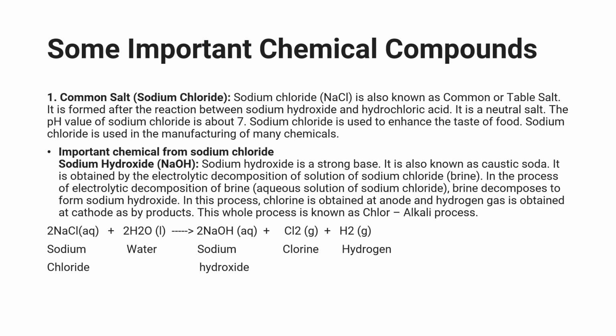In the process of electrolytic decomposition of brine, which is an aqueous solution of sodium chloride, it decomposes to form sodium hydroxide. In this process, chlorine is obtained at the anode and hydrogen gas is obtained at the cathode as byproducts. The whole process is known as the chlor-alkali process.